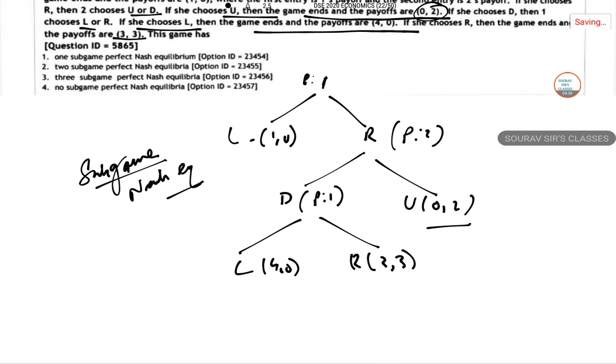So in the perfect equilibrium, player 1 plays L L L and player 2 plays U U. This leads to the payoff 1, 0, and this is a Nash equilibrium in any subgame and hence the unique subgame perfect equilibrium. So there will be only one, so option number 1 is correct. It's a unique subgame Nash equilibrium.